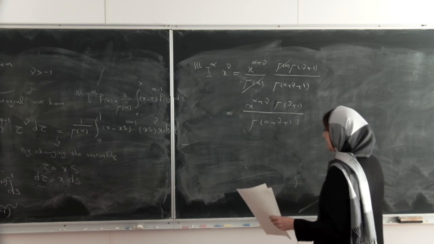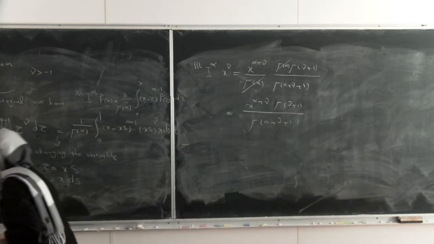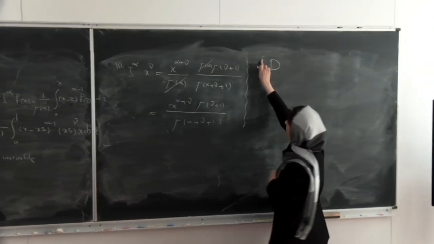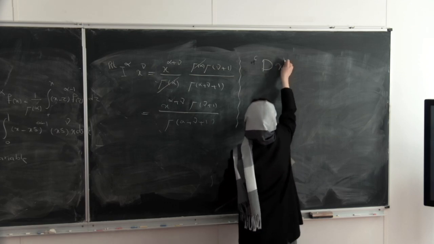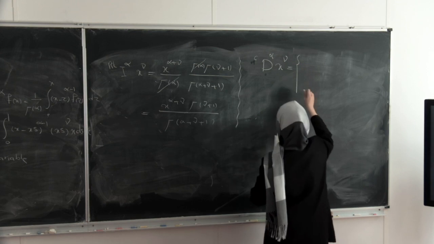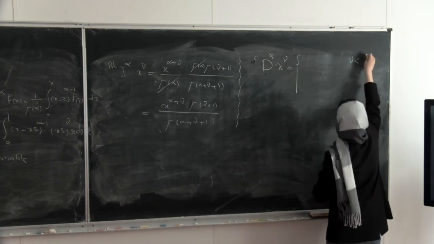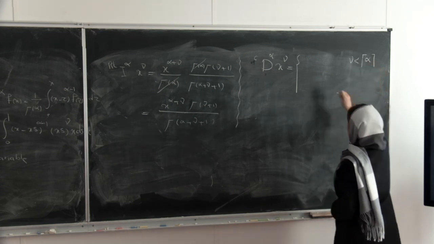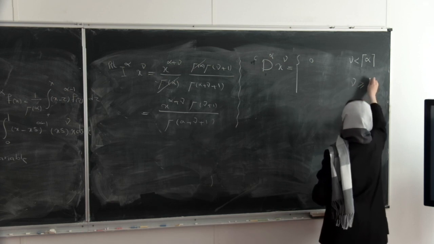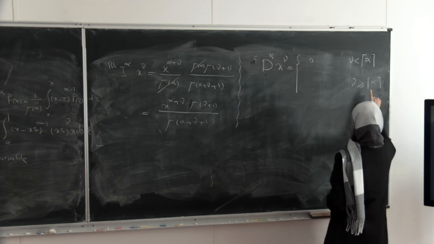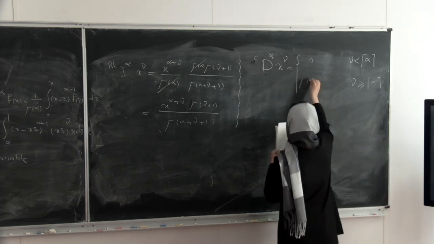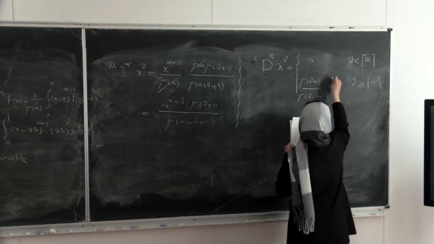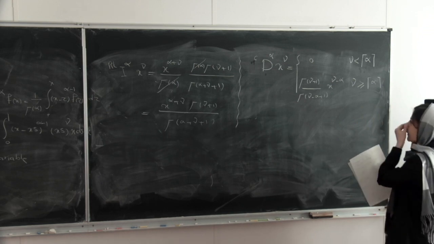Another property of fractional differentiation that I want to show you is this. The Caputo derivative of x to the nu of order alpha is zero for nu less than the ceiling integer part of alpha, and for nu bigger than or equal to the ceiling integer part of alpha, it can be obtained from this formula. Minus alpha. And now I want to show it to you.